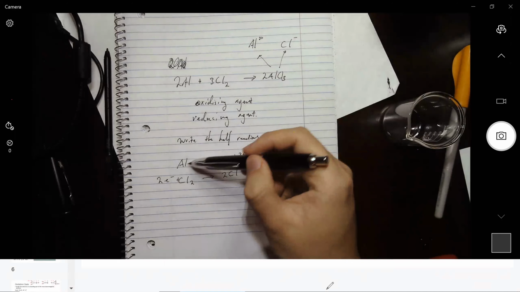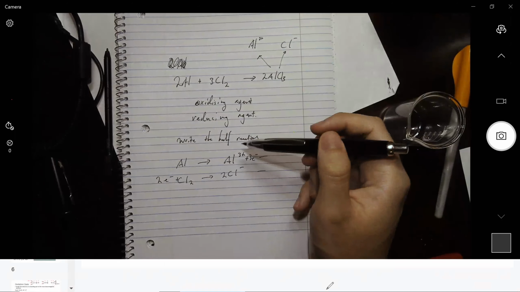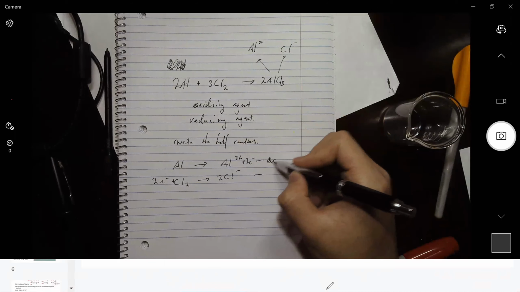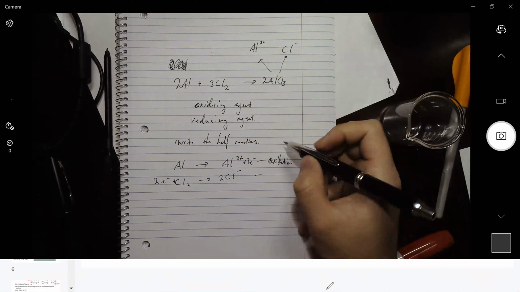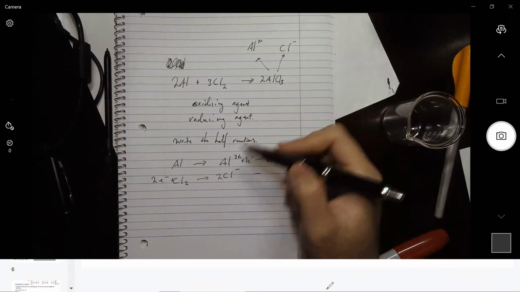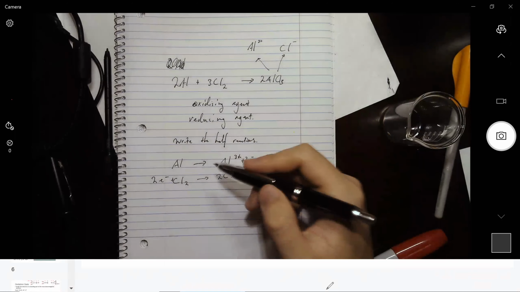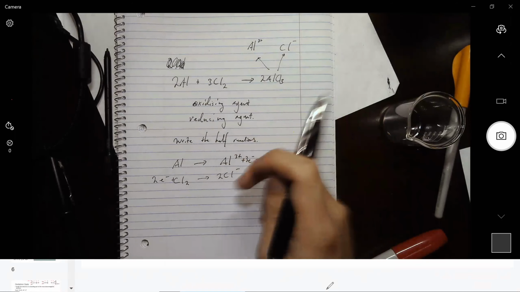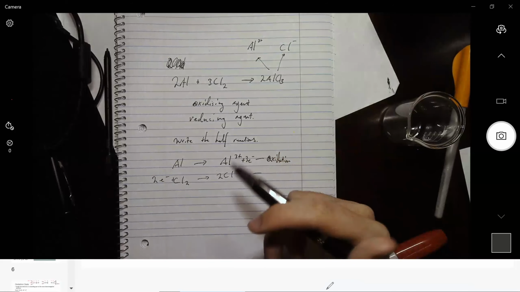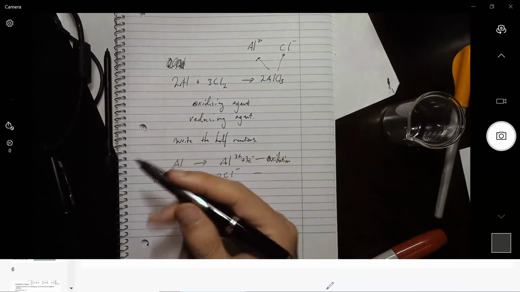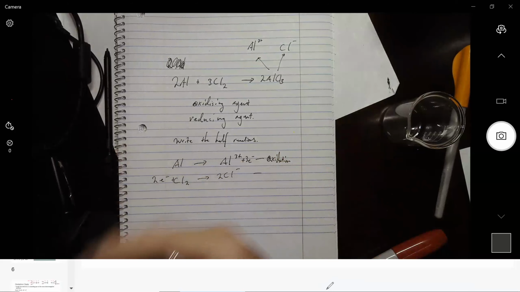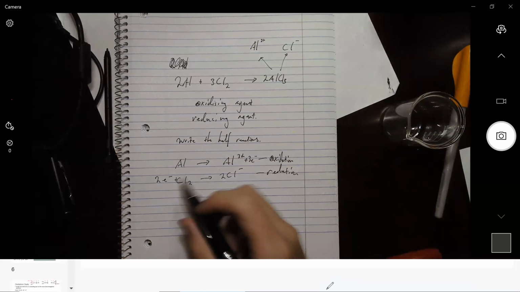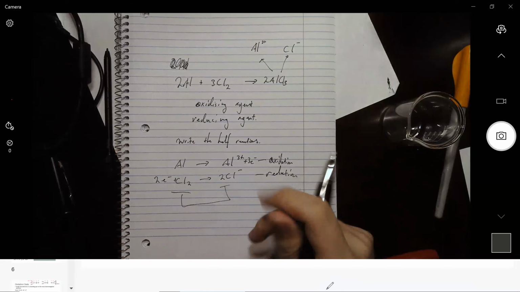So here, the aluminum is losing 3 electrons to form Al3+. So aluminum is being oxidized. However, aluminum is also the reducing agent because remember the reducing agent gets oxidized. So you can think of it this way. The reducing agent is the thing that's helping to reduce the other chemical, and the oxidizing agent is helping to oxidize the other chemical. So here we have reduction. We're reducing Cl2 to Cl minus.